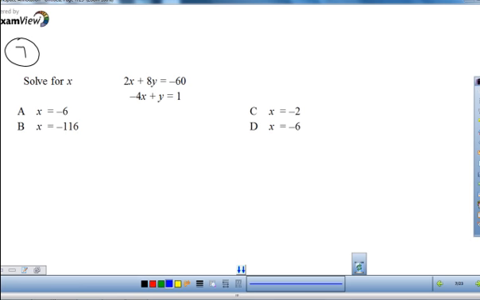Solve for x. So once again, notice my equal signs line up. Since I'm trying to solve for x, I'm going to get rid of the y's. So what do I need to multiply the bottom equation by to get rid of the y's? I'm going to multiply it by negative 8.